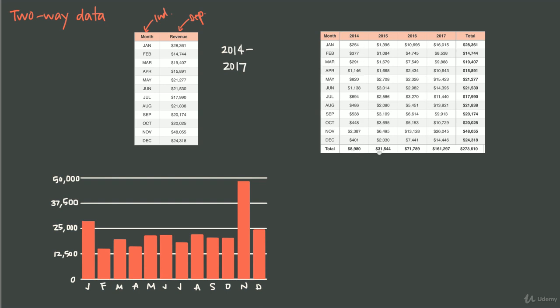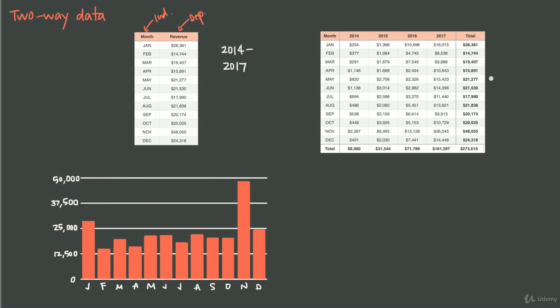Then I can look and see how much he made in 2015, 16, and 17. Now I actually have some detail because I can see that his business is growing. In fact, it's growing significantly. I can see that his revenue in 2014 was only about $9,000, but then in 2015 it increased to $31,000, then about $72,000, and then a little over $161,000. I had no insight or no visibility into that in the one-way table, but breaking the data apart into a two-way table allows me to see that growth year over year.